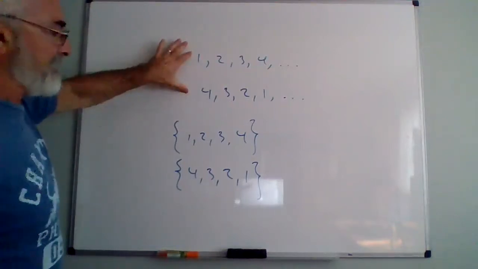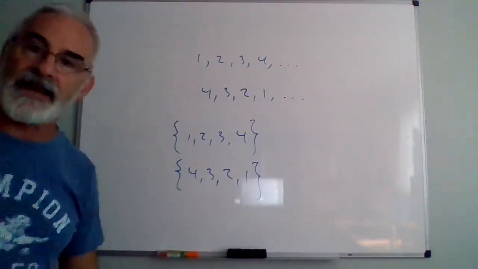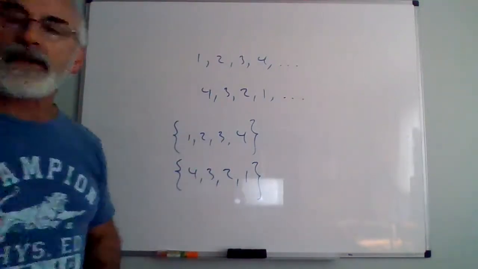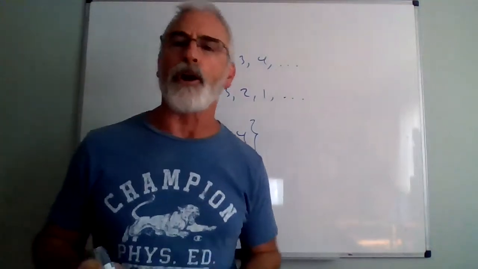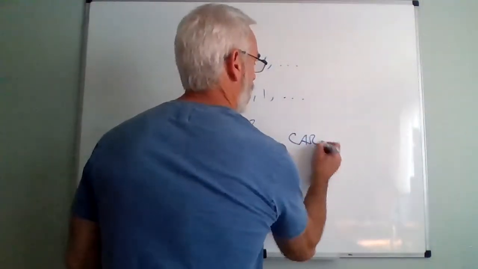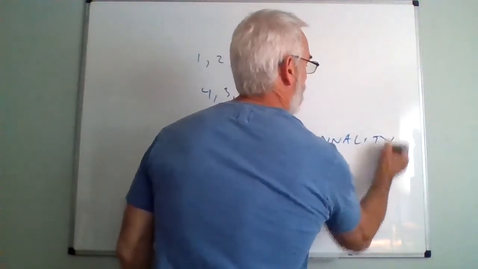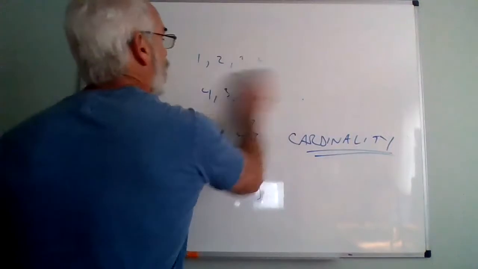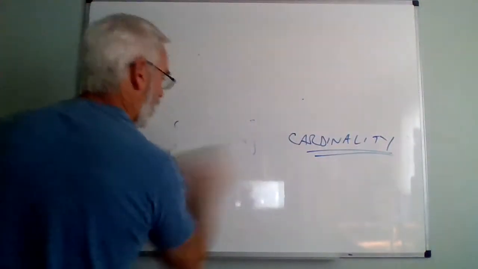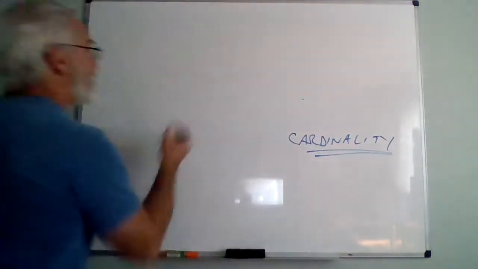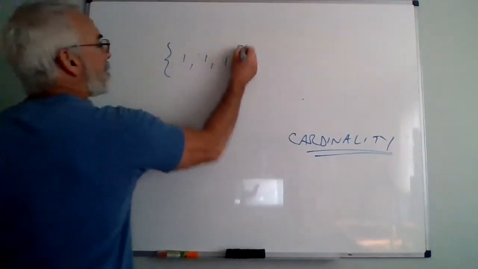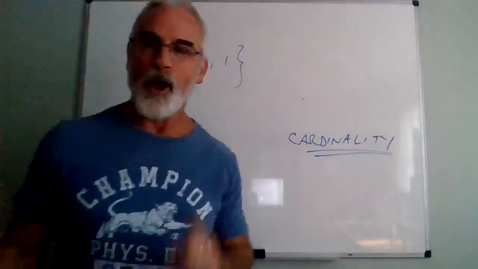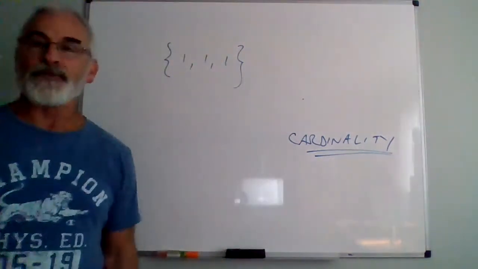This is a set. We're going to study these later, but for now, 2 sets are equal if they have the same elements. So if I said how many elements are in the set, you'd say, well, 4. That's called the cardinality of the set. The cardinality of a set is how many elements are in the set. Now I'm going to trick you a little bit. How many elements are in this set? 1.